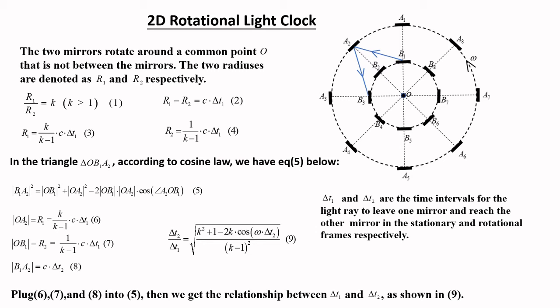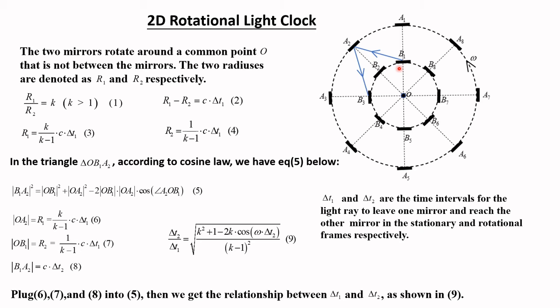The two mirrors rotate around a common point O, and the point O is here. Two mirrors A and B rotate around their common point O, and geometrically we can see here that the photon is initially at B1, and in the next step it will go to the position A2. So in the rotational frame, the photon travels longer than it does in the stationary frame. So time dilation happens here.